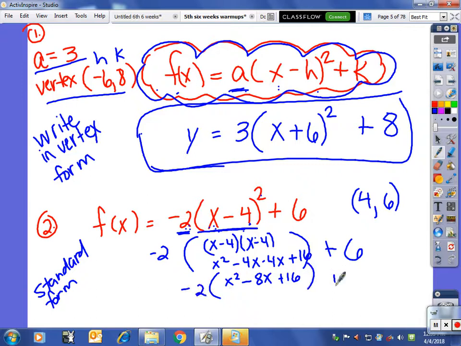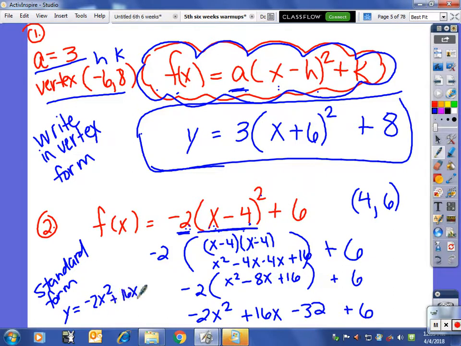Now, I've got to multiply that by negative 2 still. So now I've got negative 2x squared. Then what? Plus 16x. Then what? Minus 32. Now the parentheses are finally gone, and now I can finally deal with that plus 6. That's the very last thing I could do. So I'm almost done. Y equals negative 2x squared plus 16x, and what's negative 32 and positive 6? Negative 26. Okay, so there's my answer.